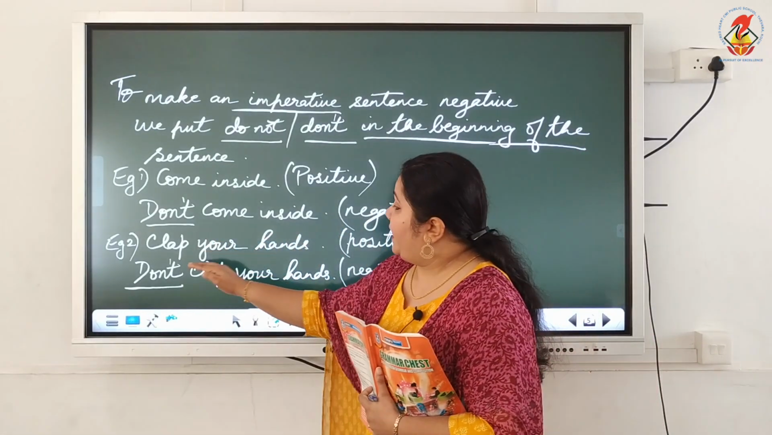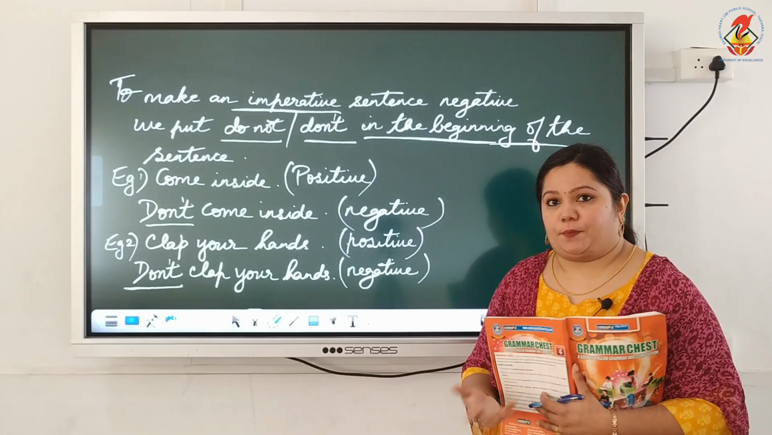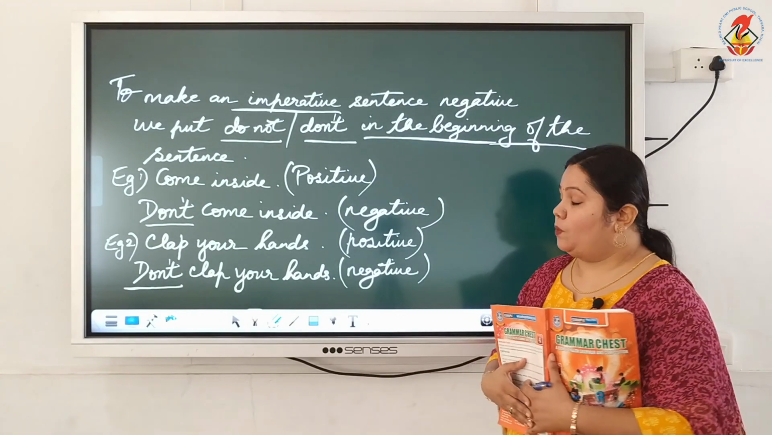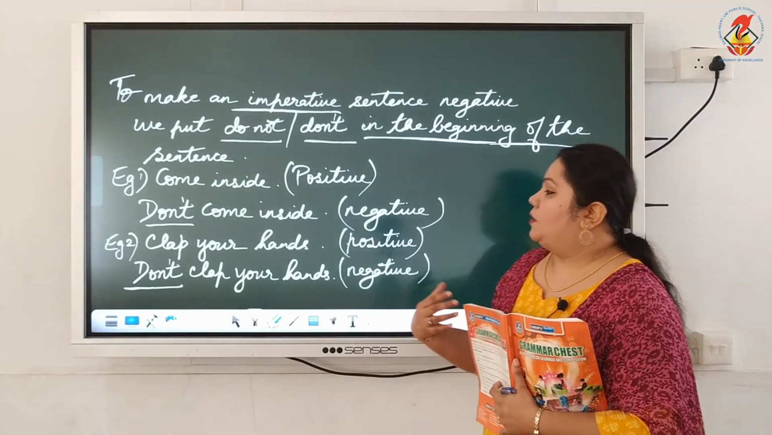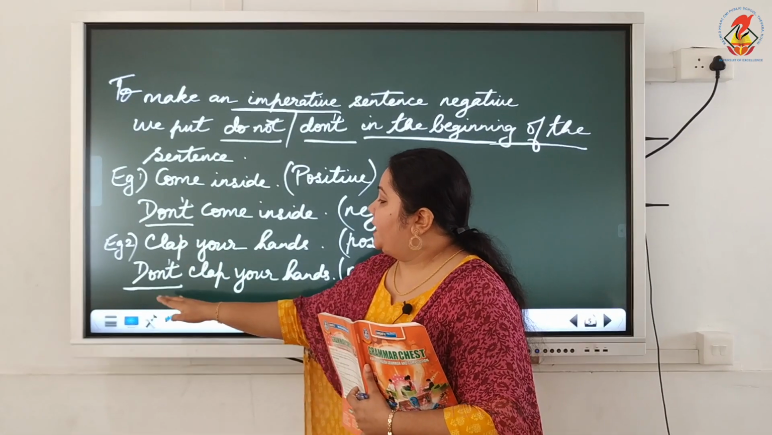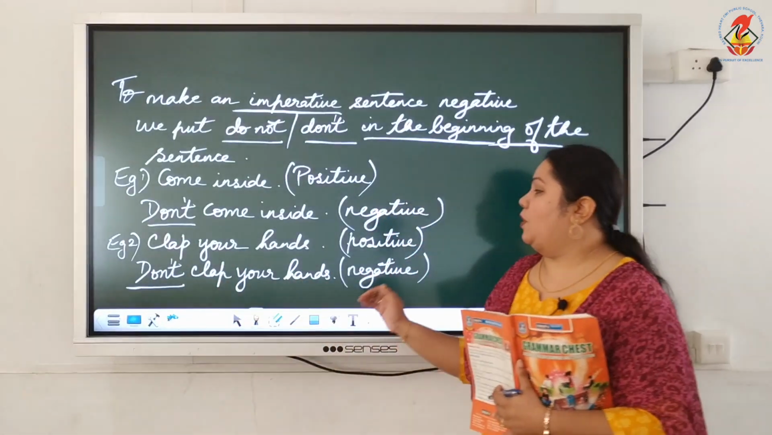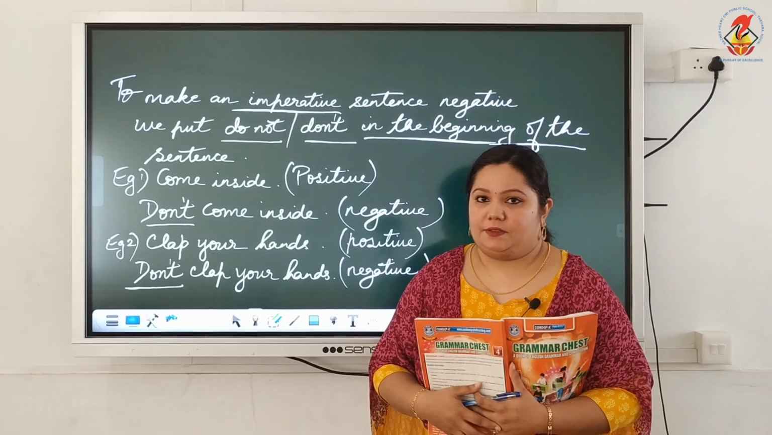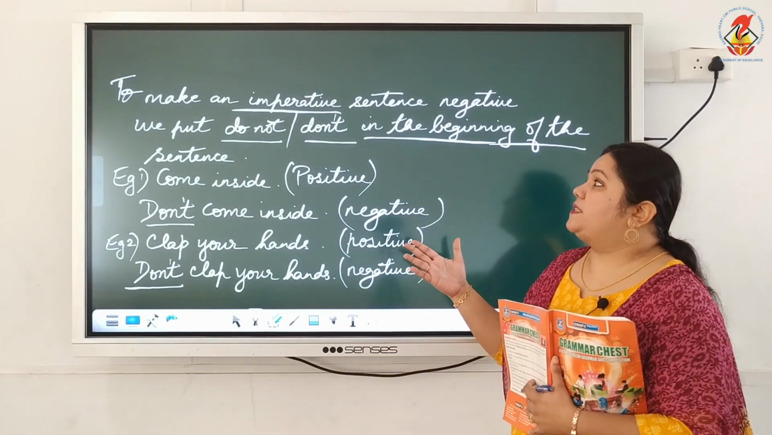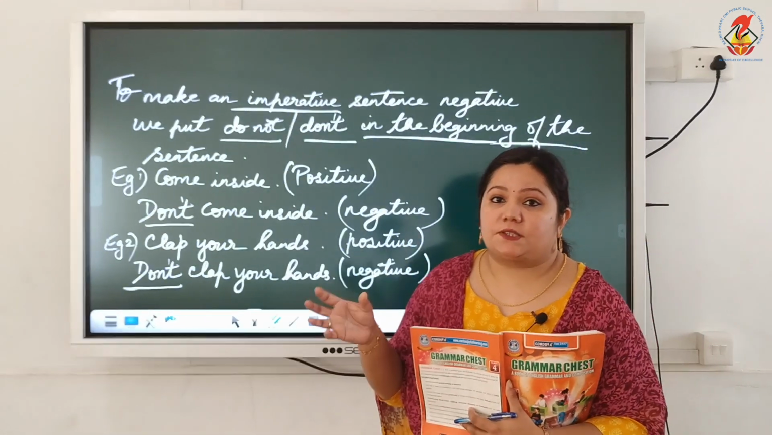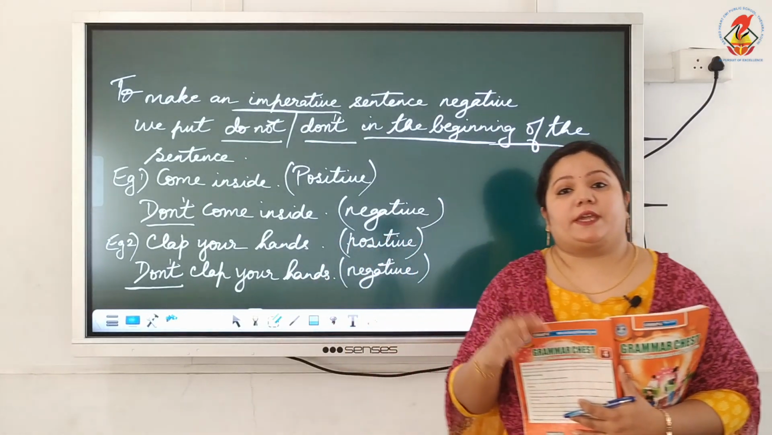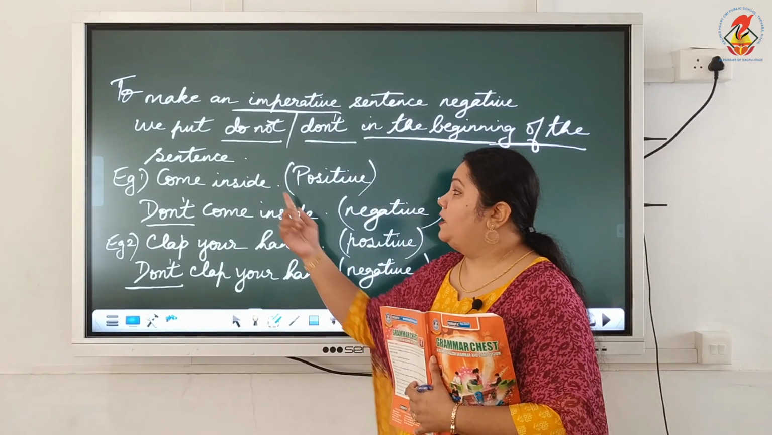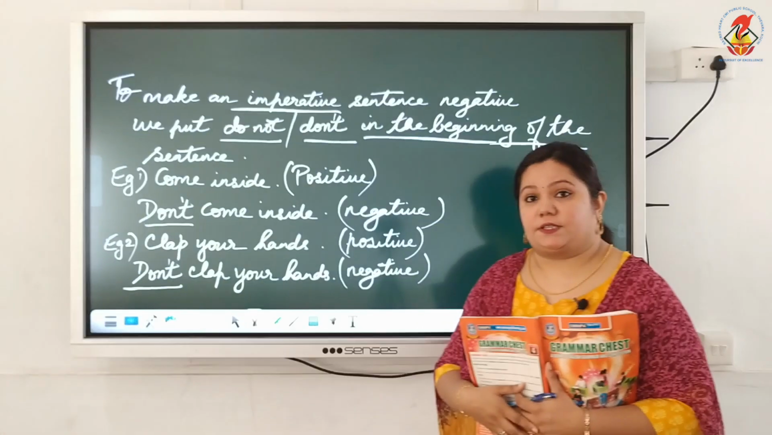Then the next one, clap your hands. It is a positive sentence, somebody is instructing someone to clap your hands. When we change it into negative, we write don't clap your hands. So this is basically for imperative sentences. In order to change them into negative, we write the negative word at the beginning of the sentence.